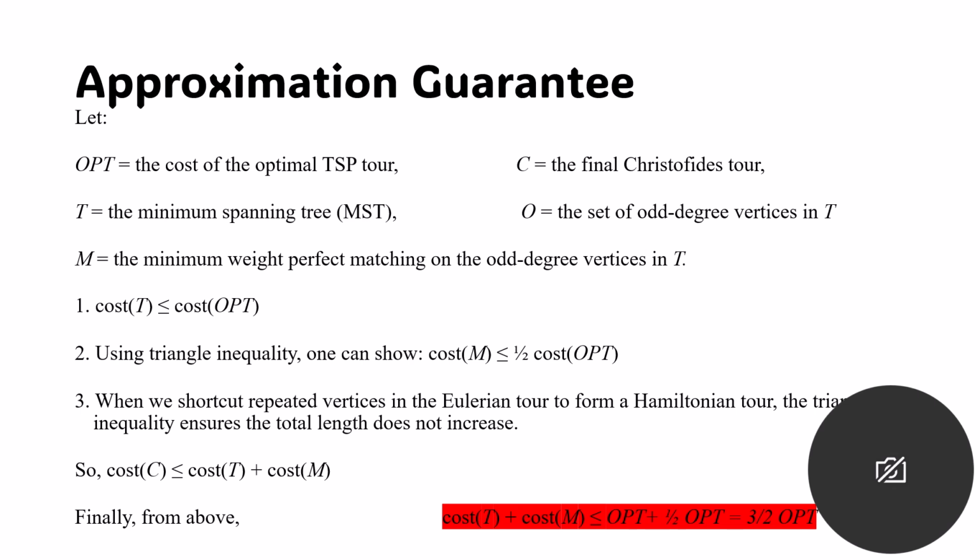So when we combine the minimum spanning tree and the minimum perfect matching and shortcut repeated vertices in the Eulerian tour to form a Hamiltonian tour, the triangle inequality ensures the total length does not increase. Therefore, the cost of C is smaller than or equal to the cost of T plus the cost of M. From the above proof, we have the final formula proving the 1.5 ratio.